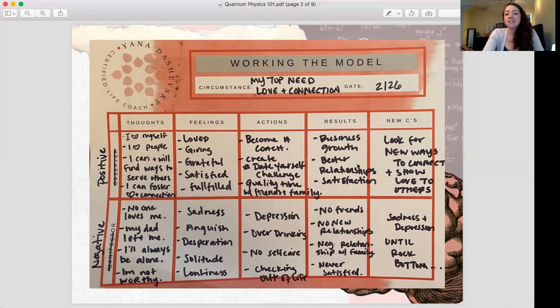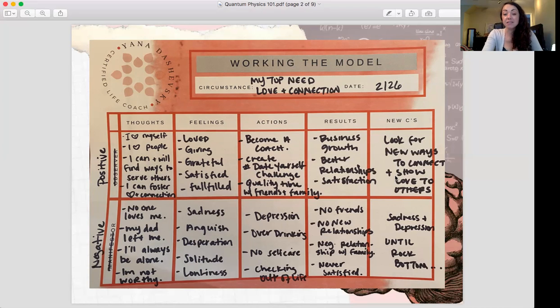And I do things like spend quality time with my friends and family. The results that I get from those actions are business growth, better relationships, and overall satisfaction. And the new circumstances in my life become looking for new ways and opportunities to connect and show love to others, which is the life I want to lead, the life I'm leading, and fulfilling my need for love and connection in the positive.